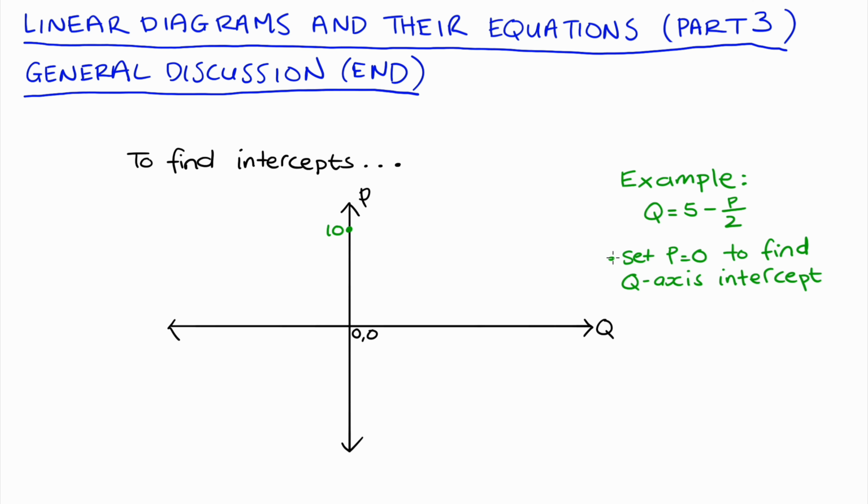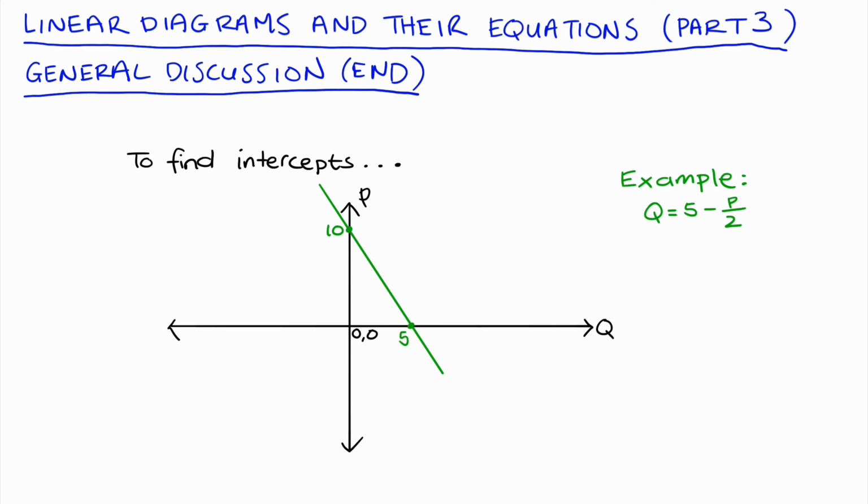To find our quantity axis intercept, we're going to do the opposite thing. So we're going to set the price equal to 0 in our equation and solve for the quantity. So in our equation, substitute p is equal to 0. So we get q is equal to 5 minus 0 over 2. So just 5. Once we have our two axes intercepts, that's our two pieces of information. We join those intercepts together and that will give us the shape of our line.